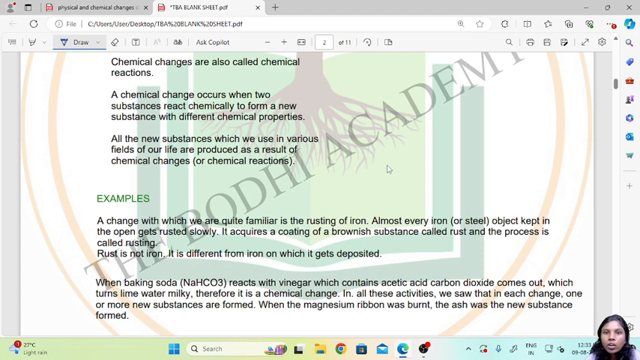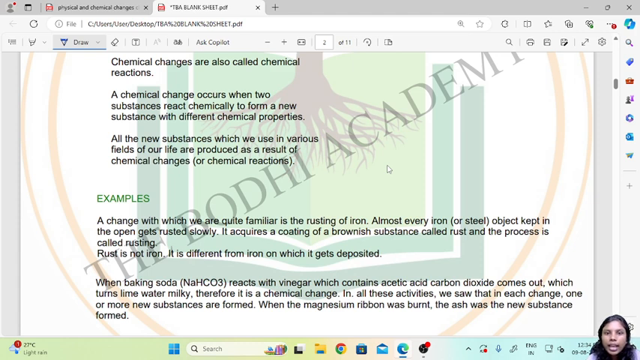Rusting takes place on iron, but rust is a different kind of iron that is getting deposited on the metal. A chemical change is also called a chemical reaction. In this case, the chemical reaction is the rusting of iron. A chemical change occurs when two substances react chemically to form a new substance with different chemical properties.